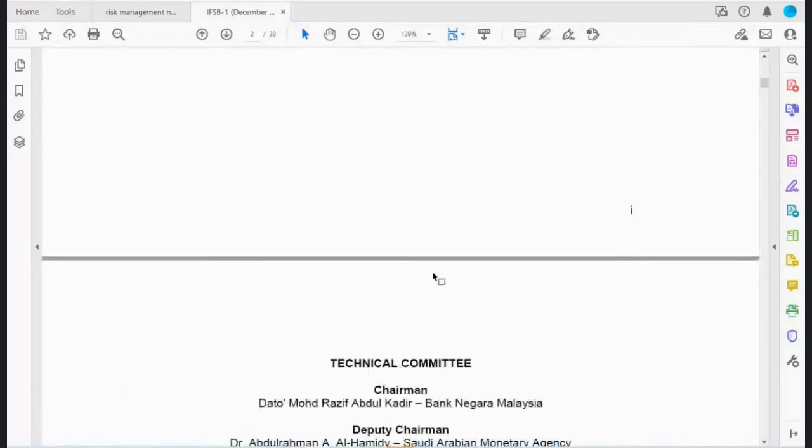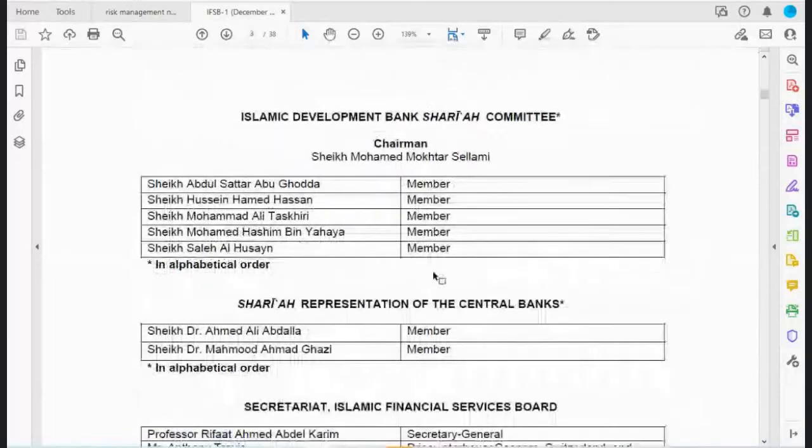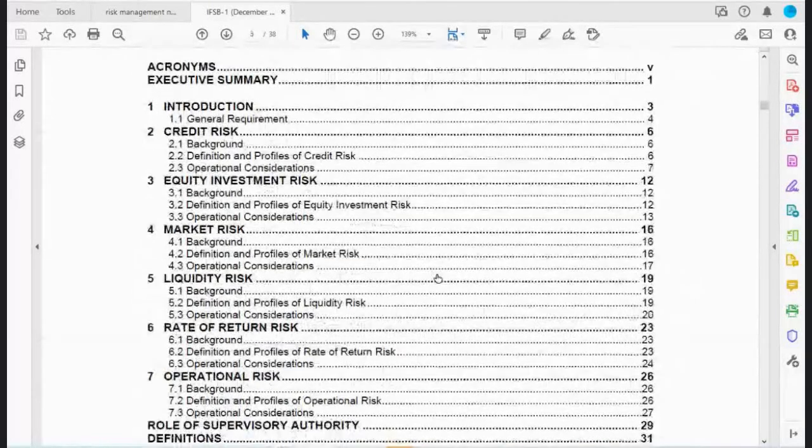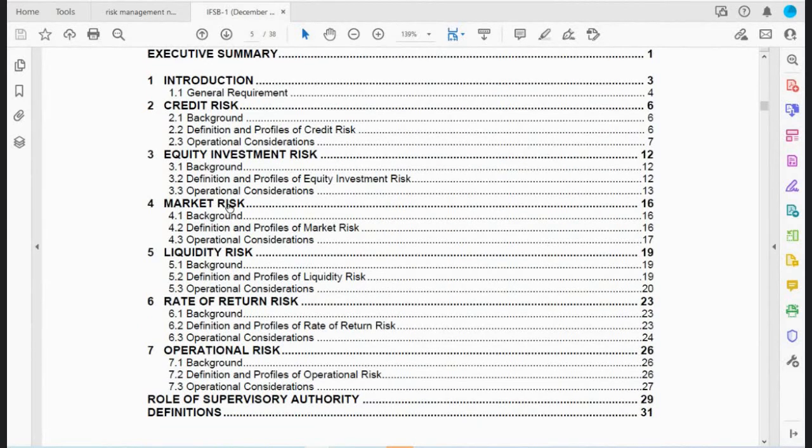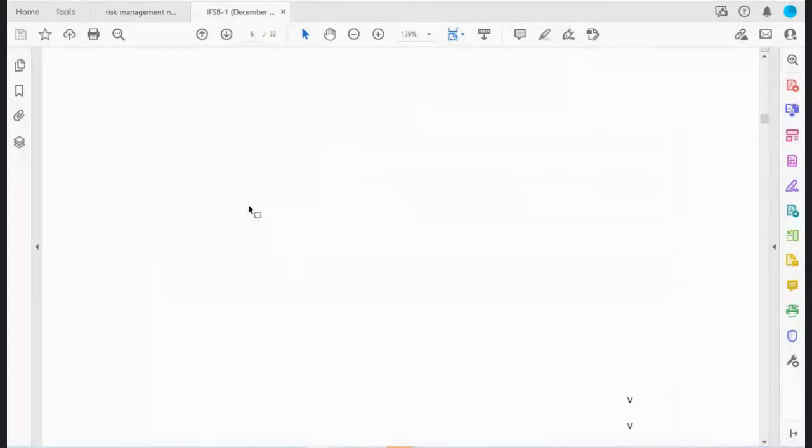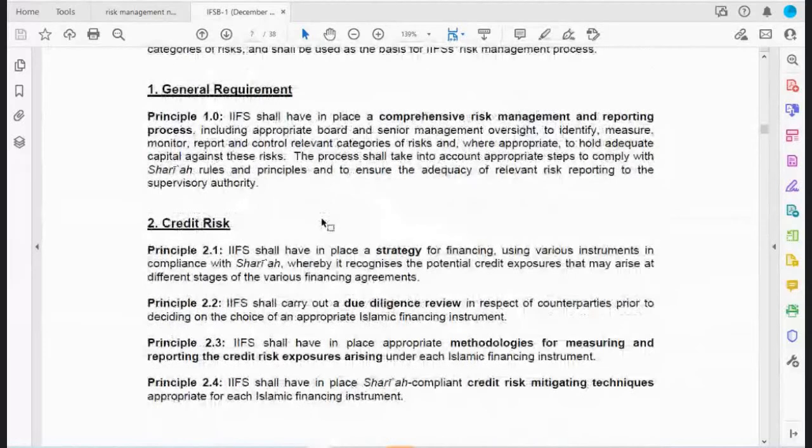Okay, these are the members. Okay. And the content here include general requirement, explanation, definition of credit risk, operational consideration, equity, investment risk, market risk, liquidity risk, rate of return risk, operational risk, and role of supervisory authority. These actually are similar to the box 13.1 in the textbook. Yeah? Kalau you read on this also, it is good. Yeah?